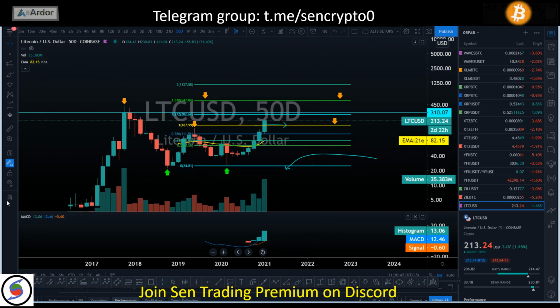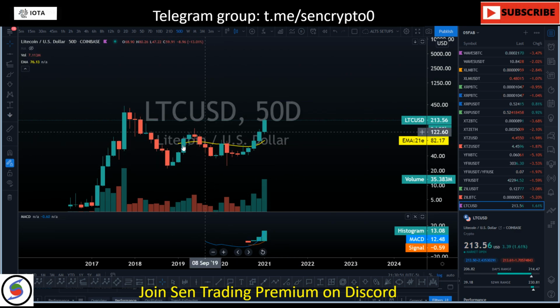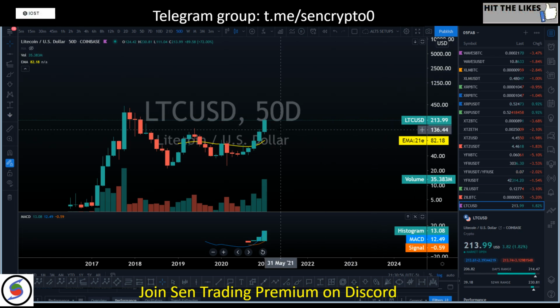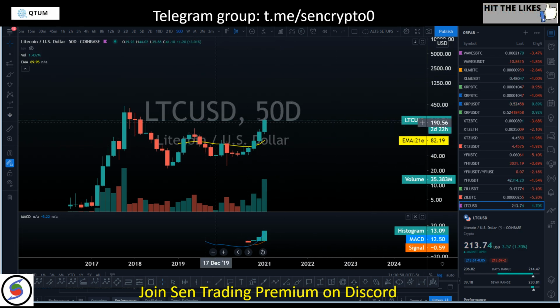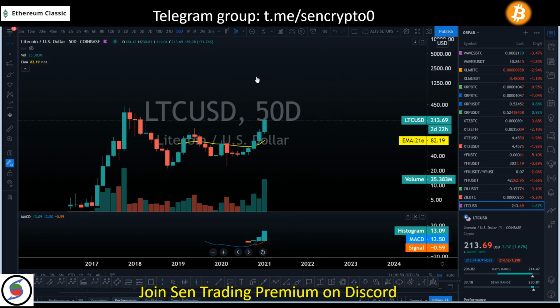Now let's take a look at the macro, the big picture, guys, because even if we do the Fib extension, the 1.618 extension is not a lot for Litecoin. You remember, guys, we talked about Neo 1.618 extension.